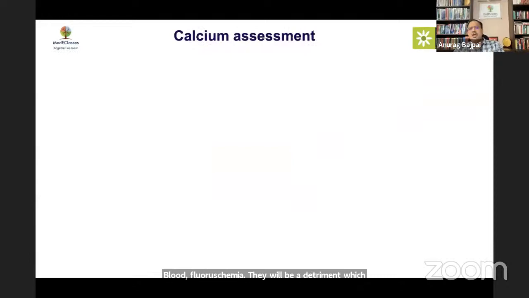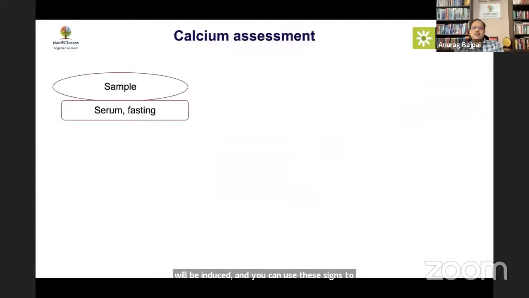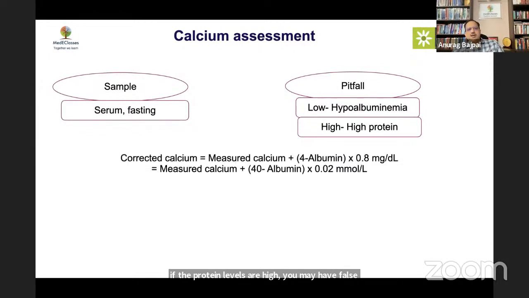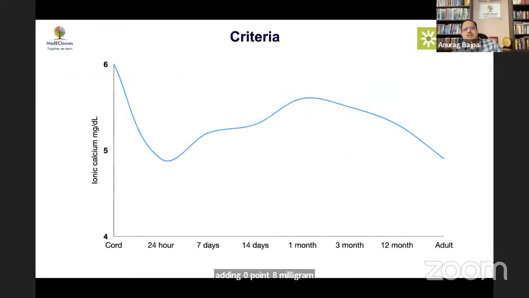When you're assessing calcium, remember it should be done in a serum sample in the fasting state. The problem, of course, is that if there is hypoalbuminemia, the calcium levels may be falsely low, and if the protein levels are high, you may have false hypercalcemia, which you have to be wary and aware about. We can correct the calcium. For every 1 gram per dL decrease in albumin, the calcium goes down by 0.8. So you can correct it by adding 0.8 milligram per dL for each albumin decrease.